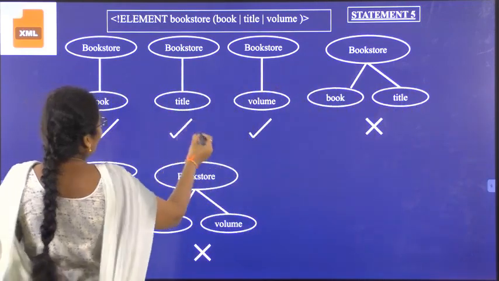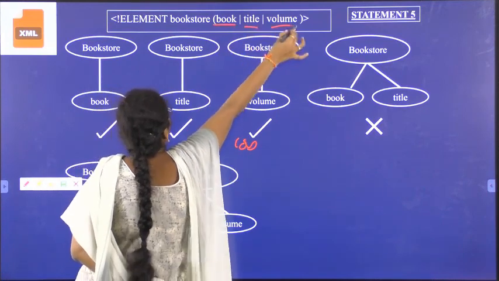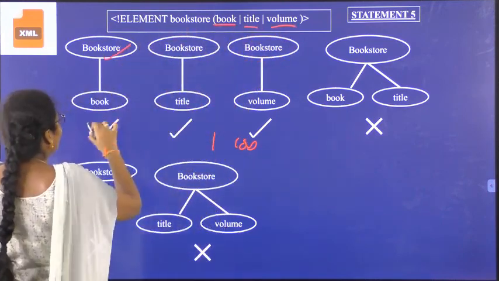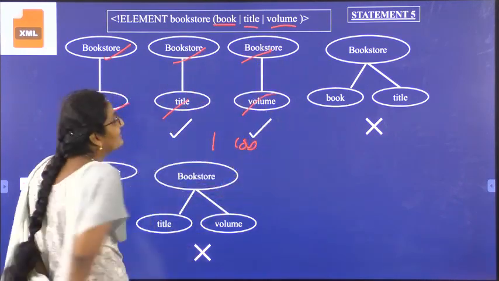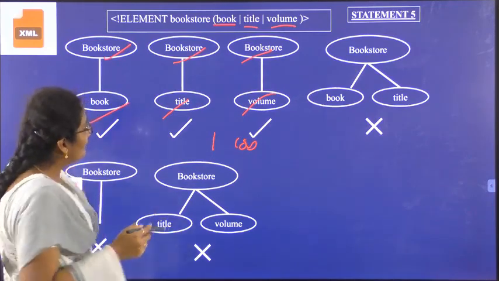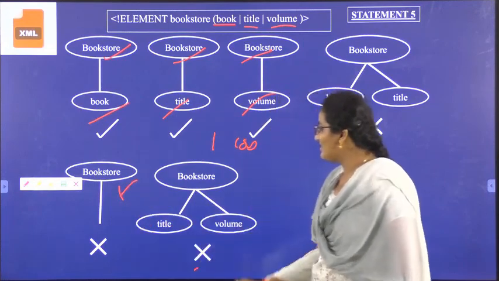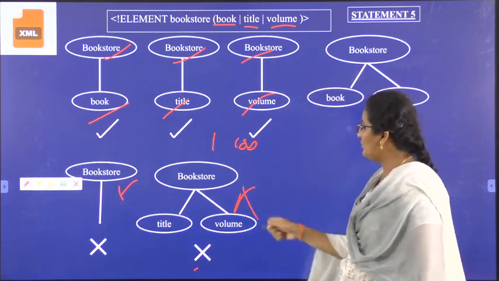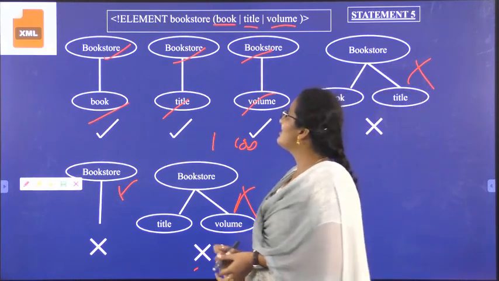What is the meaning of pipe symbol? Or. So book or title or volume. So bookstore book, or bookstore title, or bookstore volume. This is correct, and the rest of the representations are wrong. Not appearing at all is wrong. Appearing two times is wrong. Appearing two times is also wrong. Why are all these things wrong?